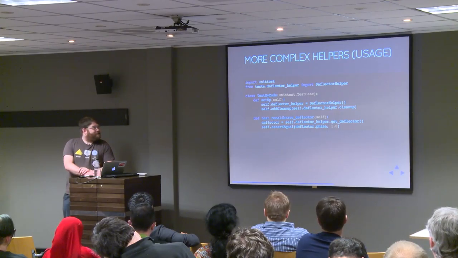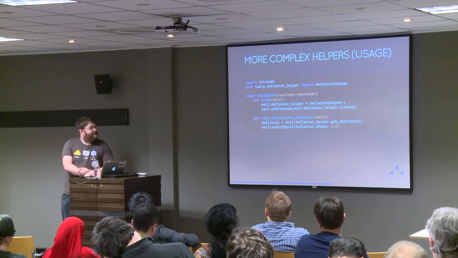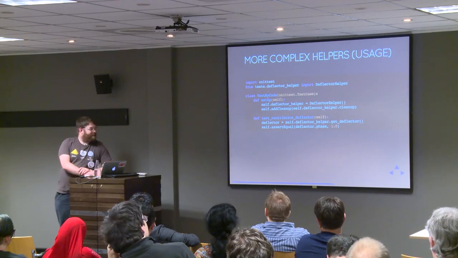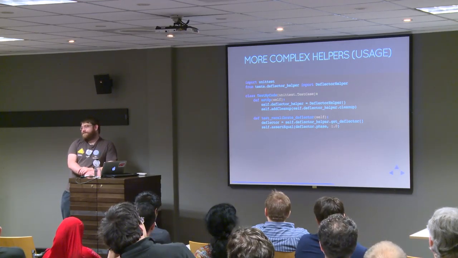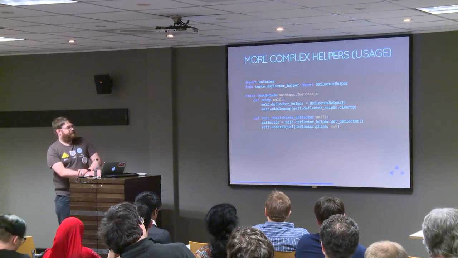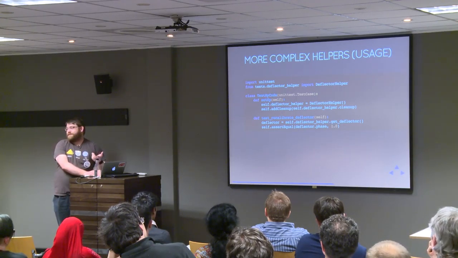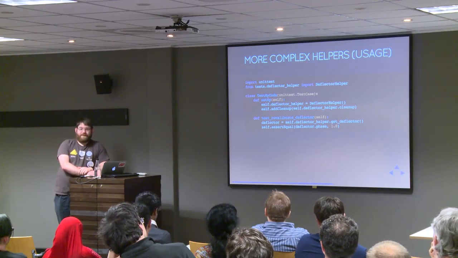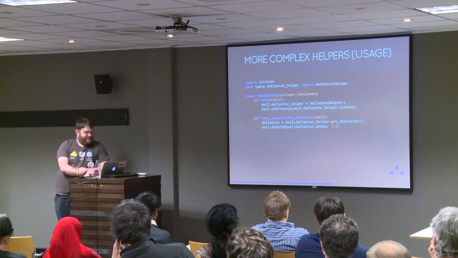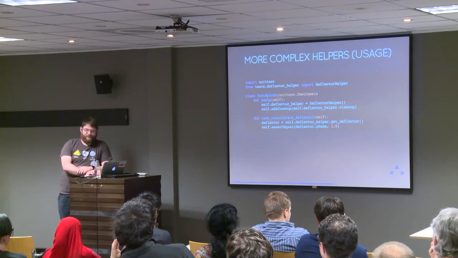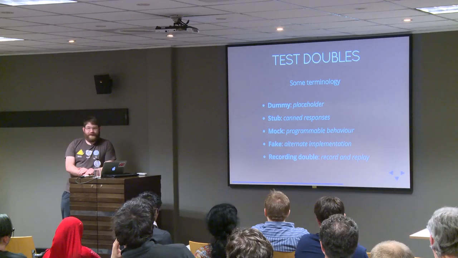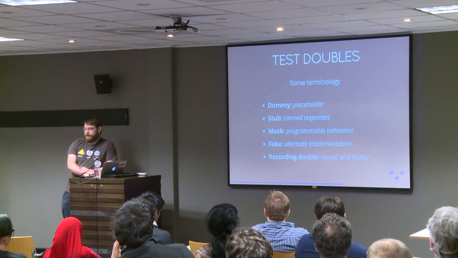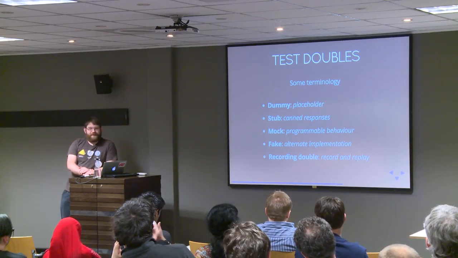So yeah, that's helper things. One of the things you often need to use helpers for is other parts of the system. Code doesn't live in isolation. If you're writing some piece of code, you probably need to talk to some other piece of code or some external system or whatever. So you need test doubles.